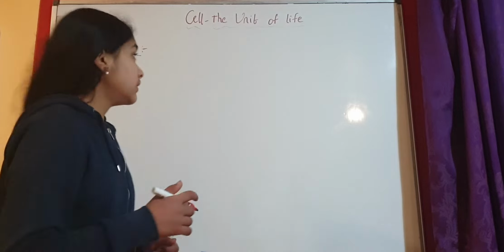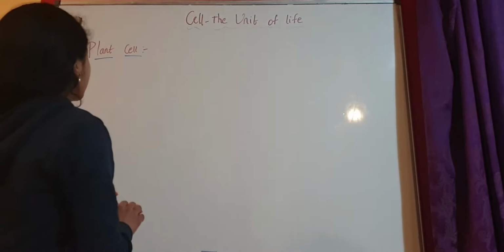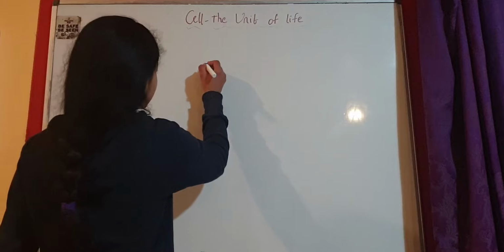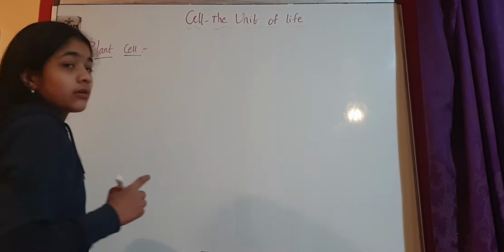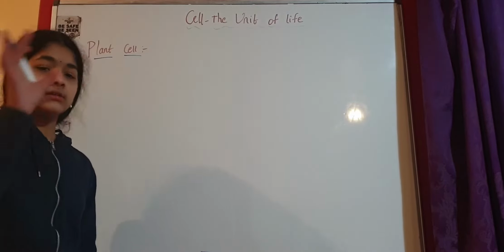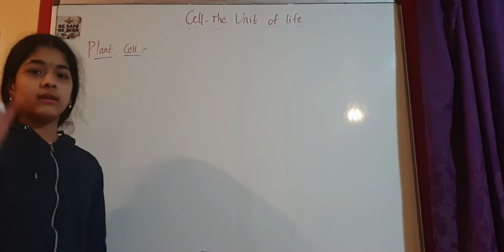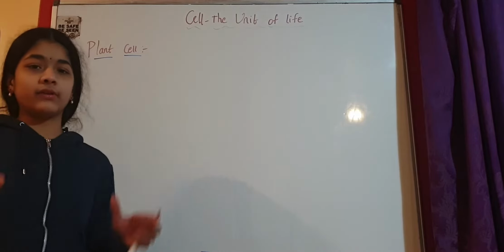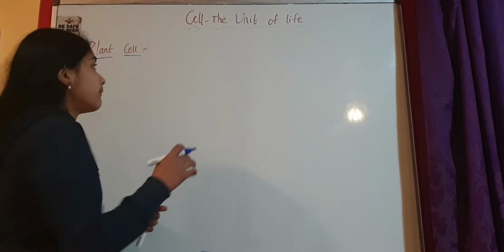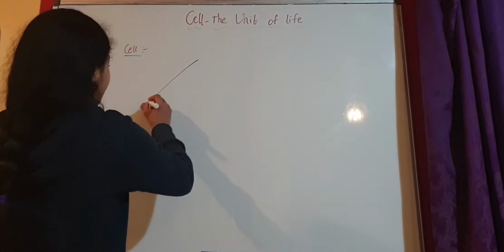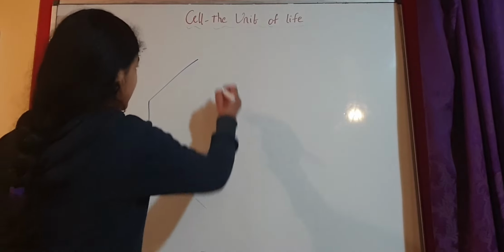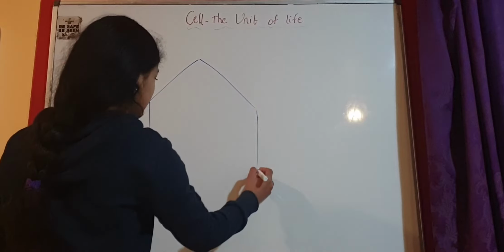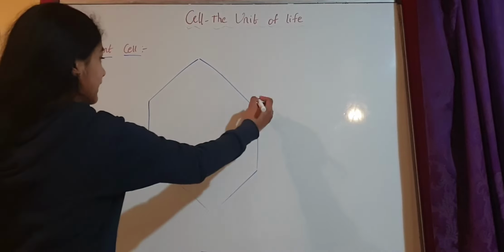called organelles. So when we talk about the structure of a plant cell, the first thing is, when we are talking about animal cells, the structure is irregular in shape. It's not like a perfect rectangle or a perfect square. While in a plant cell, it is somewhat hexagonal in shape, like this.